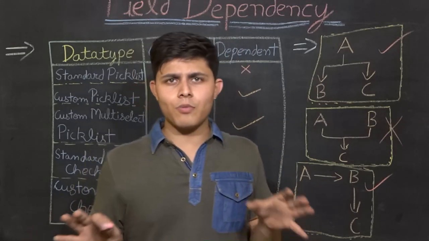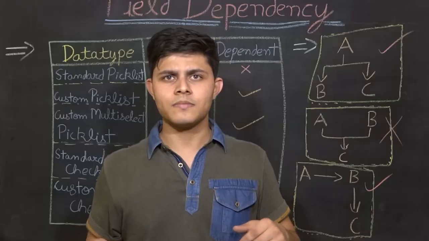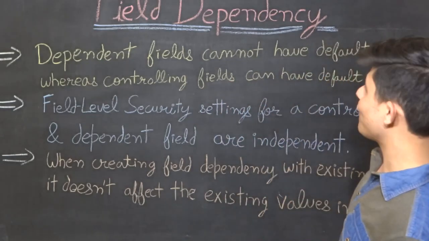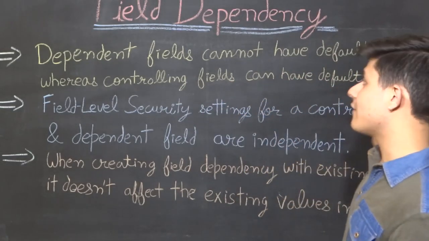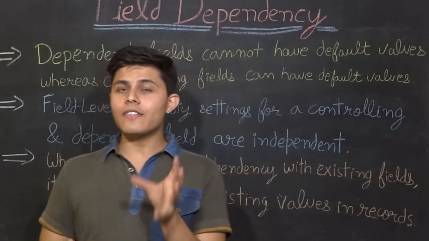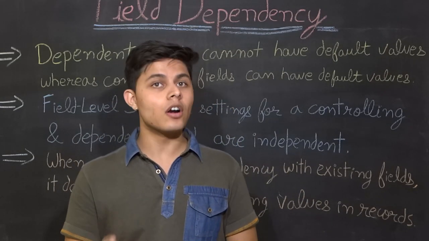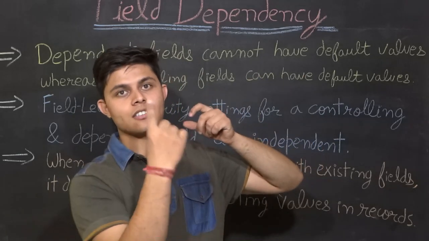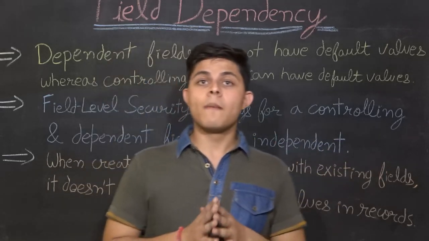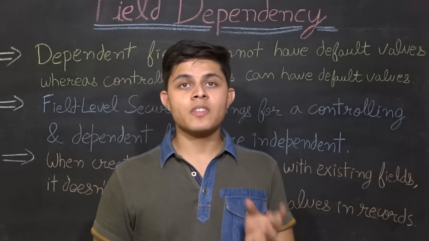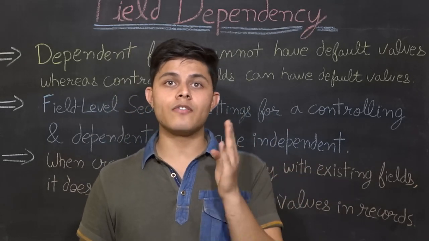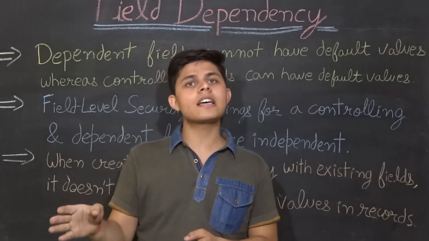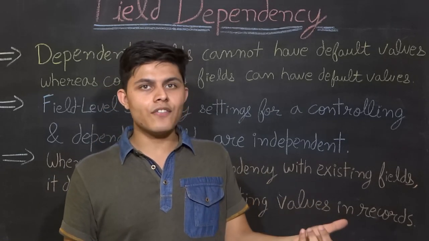Now there are some more points that you need to take care of. Let's see what they are. Dependent fields cannot have default values, whereas controlling fields can have default values. Yes. Whenever you are creating a pick list field, it asks you for the default value, and in fact, you can set that default value as first, and then click that checkbox, use the first value as default value. But whenever you create field dependency, the dependent field cannot have a default value, because obviously it is being controlled by the controlling field. So only controlling field can have default values, whereas dependent field cannot have default values.